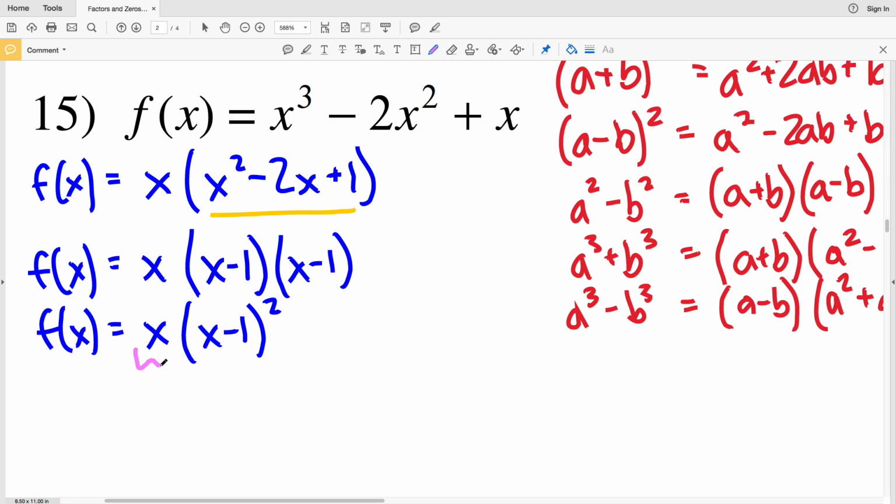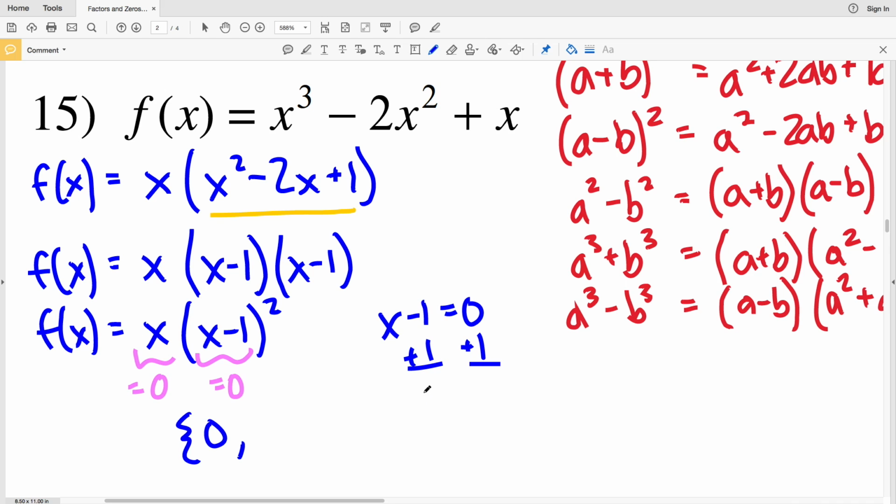So my factors are when x equals 0 and when x minus 1 equals 0. For x equals 0, my solution is 0, and for x minus 1 equal to 0, I'll just need to add 1 to both sides to get that x is equal to a positive 1. So my other solution is 1. However, since that's squared, my 0 of 1 occurs twice. So therefore I'm going to say 1 with a multiplicity of 2. So 0 and 1 are my solutions, and 1 occurs twice.